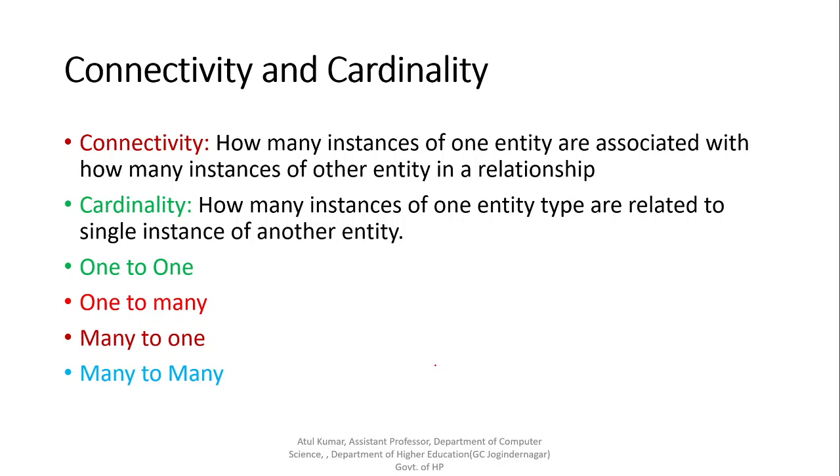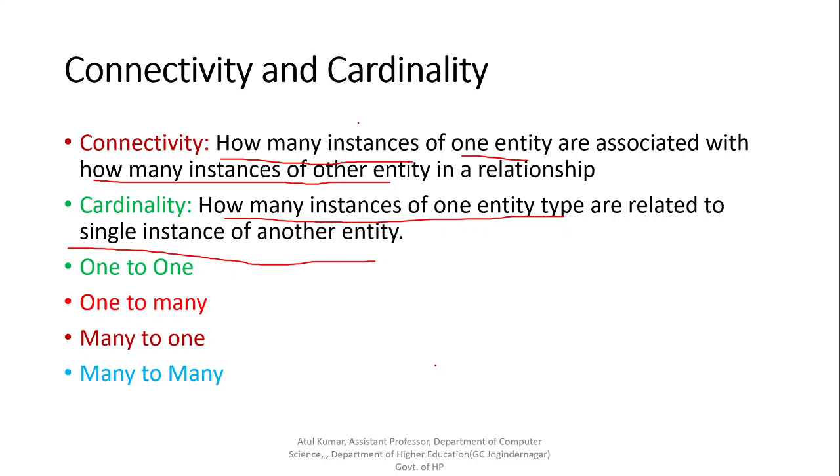Next is, what is connectivity and cardinality in terms of relationships of ER model. So connectivity is how many instances of one entity are associated with how many instances of other entity in the relationship, and cardinality is how many instances of one entity are related to a single instance of another entity.